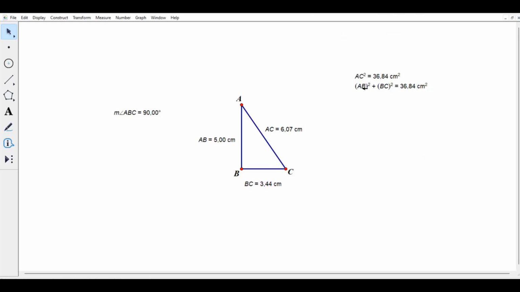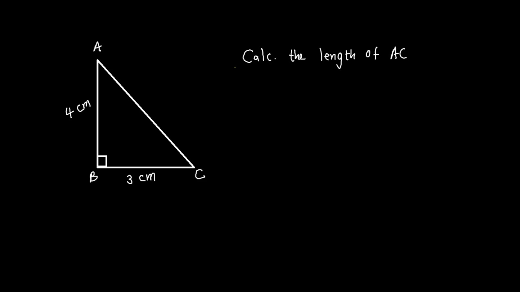What do you notice? That AB squared plus BC squared, which is 36.84, is the same as AC squared, which is also 36.84 centimeters squared. This is the theorem of Pythagoras. The hypotenuse squared is equal to the sum of the square of the other two sides. So let us look at some examples of where we can apply the theorem of Pythagoras, right? So let's open some examples now.